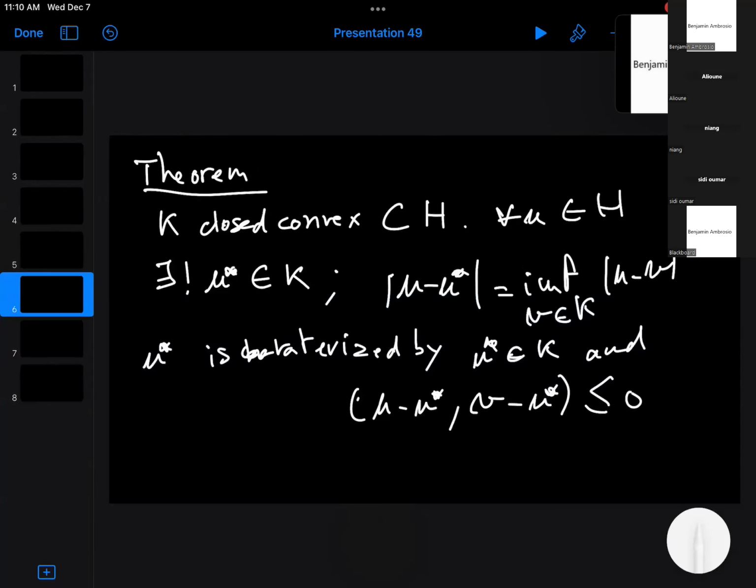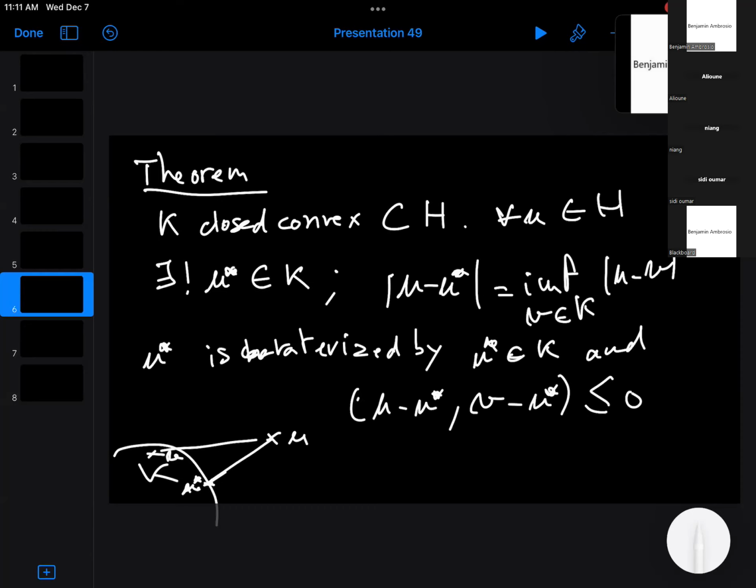All right, so this theorem is really a geometrical theorem, and the geometry of it is the following. Let's assume you have a convex K here. I don't draw everything, and then you have a u here. The theorem just says that you have a unique u star here, which minimizes the distance for all v in K.